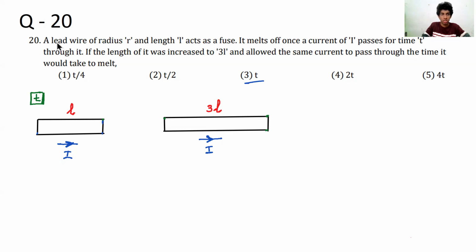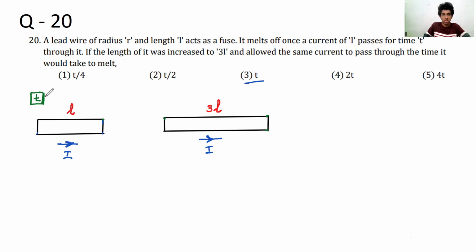Question number 20. A lead wire of radius r and length l acts as a fuse. It melts off once a current of I passes for time t through it. If the length of it was increased to 3L and allowed the same current to pass through, the time it would take to melt. So this is the lead wire of length L, and this is the lead wire of length 3L. So at both the instances, the same current of I passes through it.